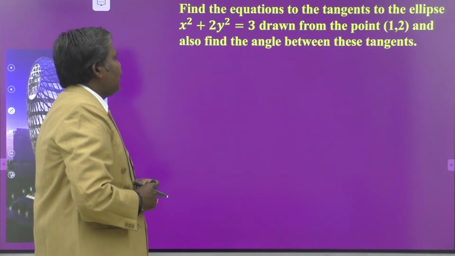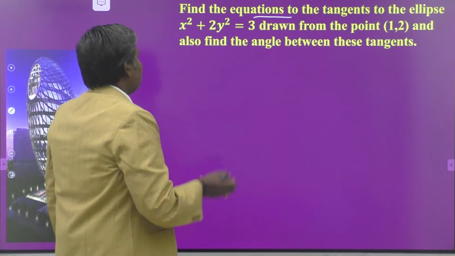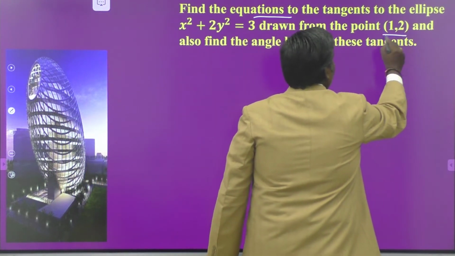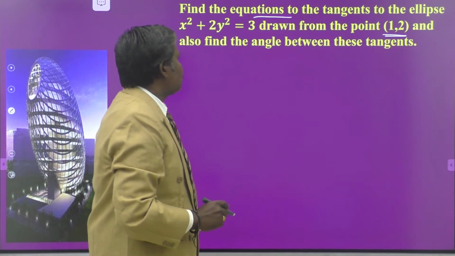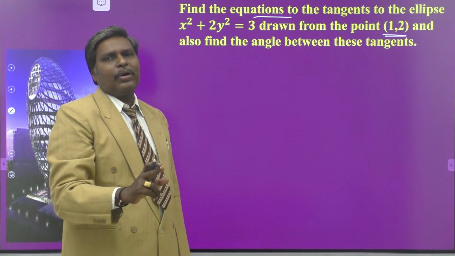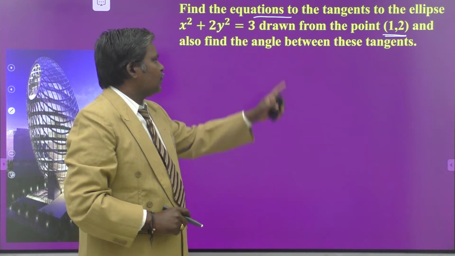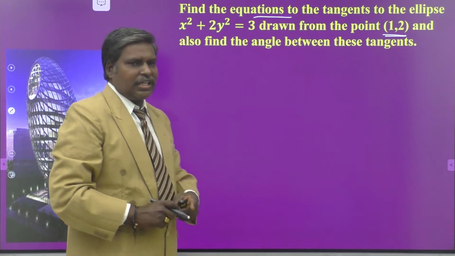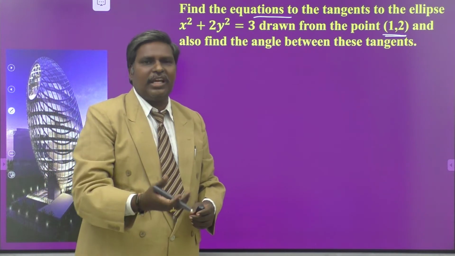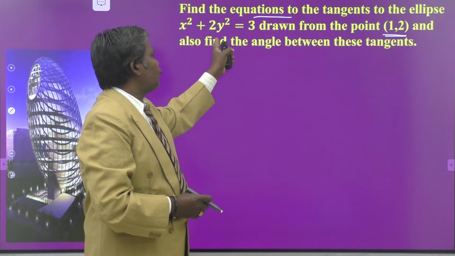Next one: find the equations of the tangents to the ellipse x square plus 2y square equal to 3 drawn from the point 1 comma 2, and also find the angle between these tangents. Tangent at a point on the ellipse is nothing but S1 equal to 0. Here in the problem, the point 1 comma 2 is outside this ellipse. So we have to draw the tangents through that point to the ellipse. So we are going to find the pair of tangents through that point to this ellipse.